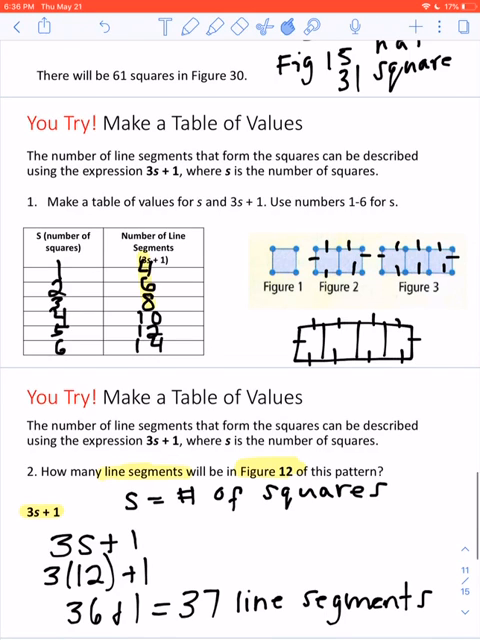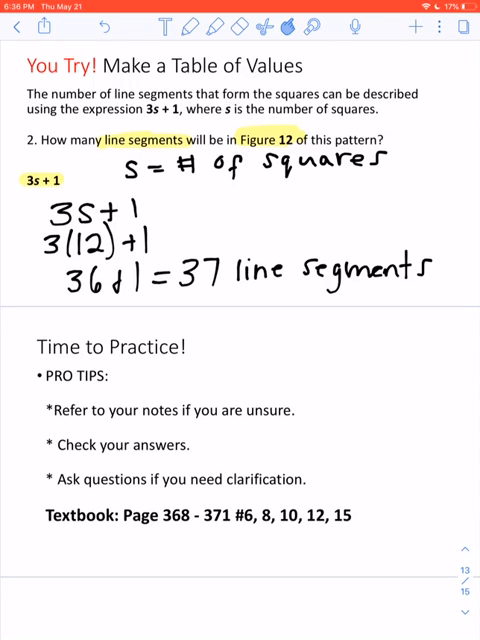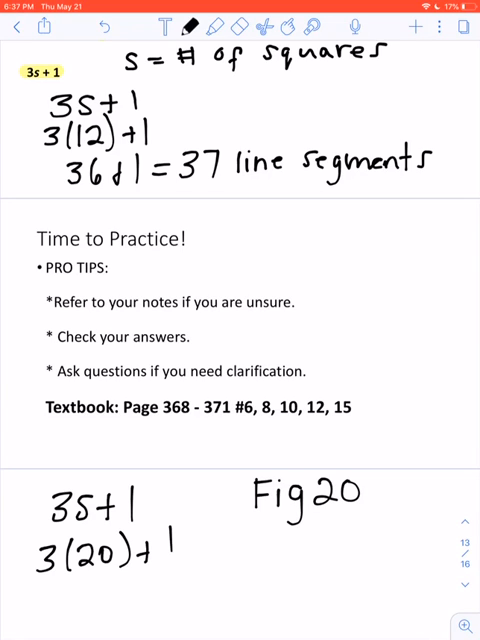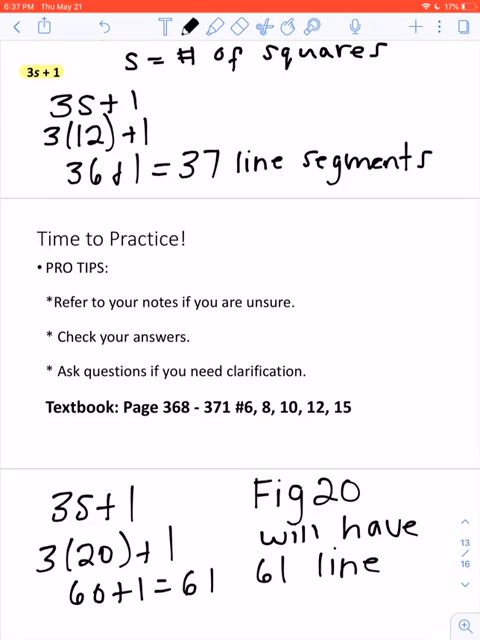I'm going to scooch down a little bit. I'm going to give you one more example here to try using the same formula. So if my question was to you, using the same formula, how many line segments will figure 20 have? Okay, well, figure 20 is going to have 20 squares, so I'm just going to pop it in. 3 times 20 plus 1. 3 times 20 is 60 plus 1 equals 61. So figure 20 will have 61 line segments.